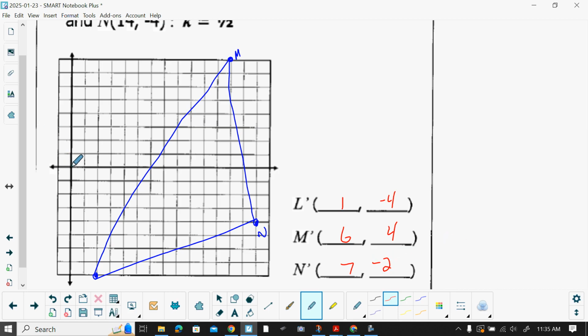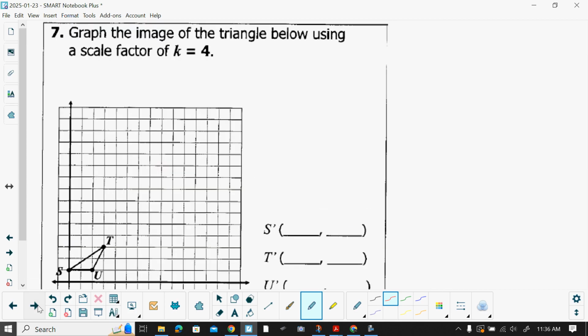All right, so now let's plot our new points. L prime is 1, negative 4. 1, 2, 3, 4. There's our new point L. Our new point M is 6, 4. 1, 2, 3, 4, 5, 6. 1, 2, 3, 4. M. N is 7, negative 2. 6, 7, negative 2. N prime. And so that is our new one. That's the first 2 questions.